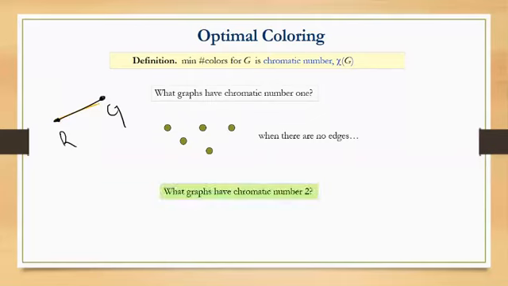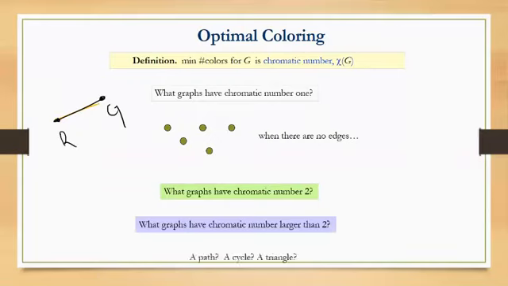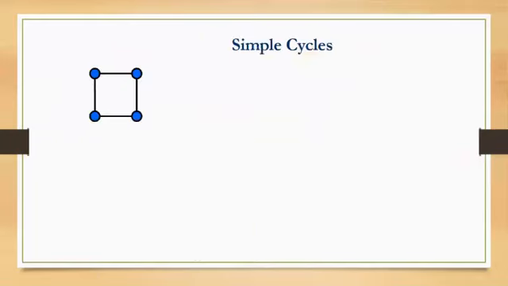What graphs have chromatic number 2? What graphs have chromatic number larger than 2? Let's see examples based on the chromatic number. Chromatic number is a very important topic for 2 marks, and either you get it as a definition or you are given a complete graph, bipartite graph, complete bipartite graph, or any kind of graph for which you will have to find the chromatic number.